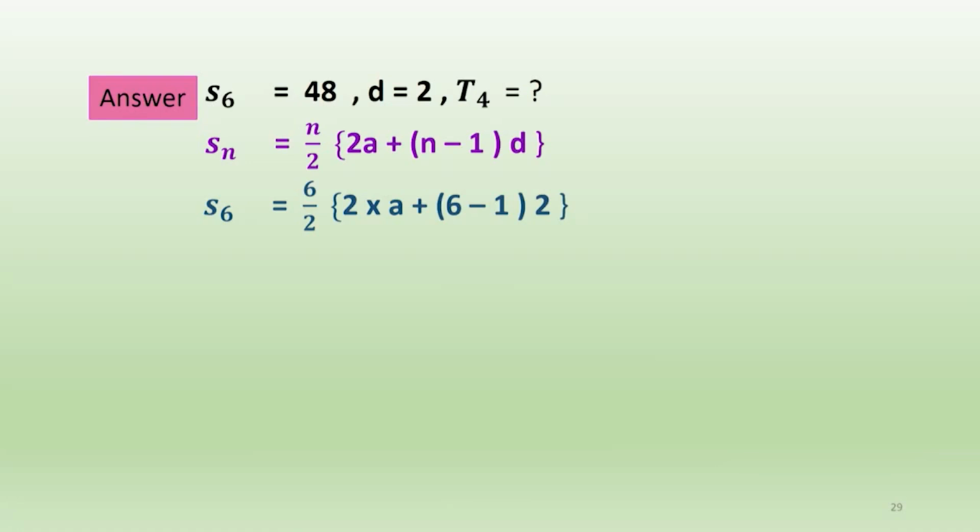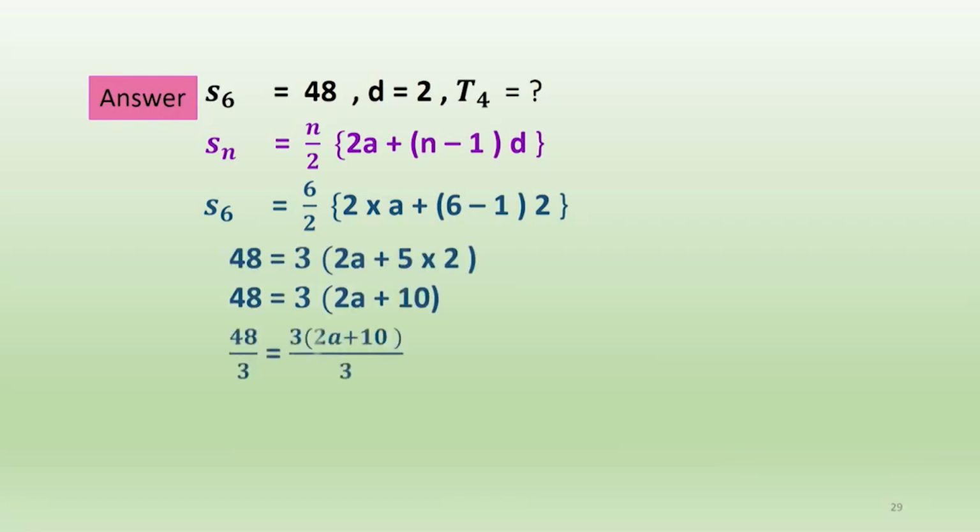So if you know the first term, you can find any term of the progression. How? Because we know the general term. What is that general term? Tn equals a plus (n minus 1)d. Using that you can find any term. So in here, S6 equals 6 over 2 times (2a plus (6 minus 1) times 2). Okay, then we can solve this and get the value for a.